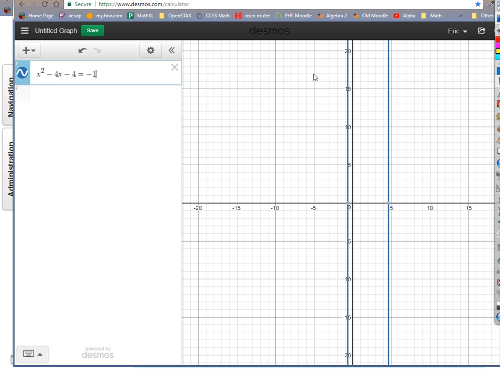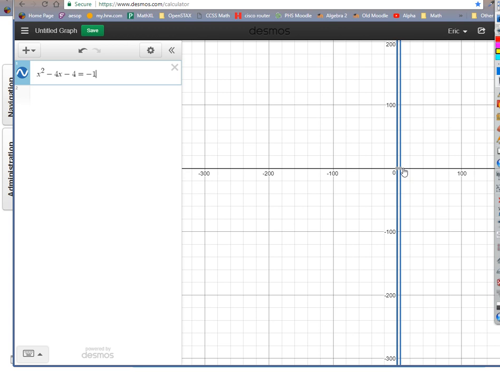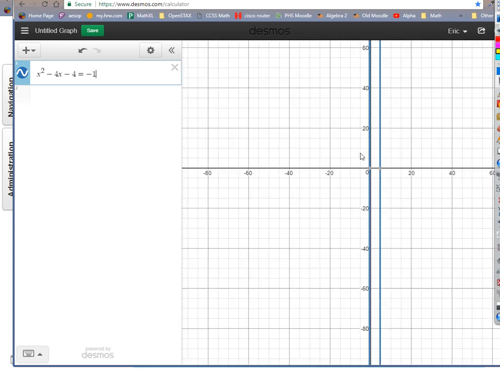Did you know it was going to work? No, I didn't think it would, but it does. Okay? It does. So we just type it in. We don't have to even solve it, right? It just gives us the parabola. And if I zoom out on this thing, we can see that, well, we don't even really need to, but there's our parabola. It's really tall and skinny.